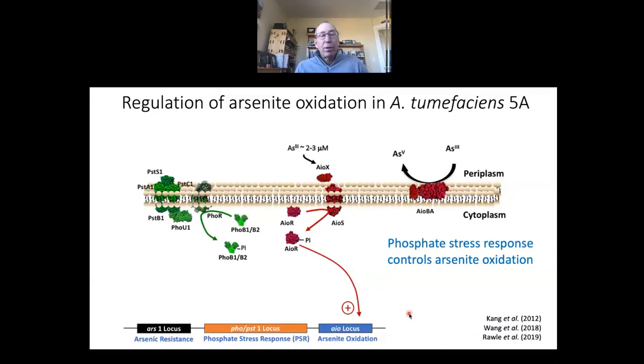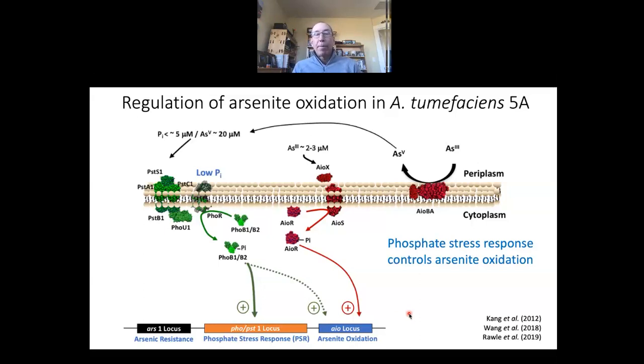Okay? So how does that work? There's a separate set of membrane proteins involved with sensing of phosphate. So under low phosphate conditions, we essentially get activation of PhoB1, B2, which activates the phosphate stress response, signaling to the cell it needs to uptake phosphate. But this also activates the arsenite oxidation gene response. So even without the presence of arsenite, we see activation of the arsenite oxidation under phosphate stress responses.